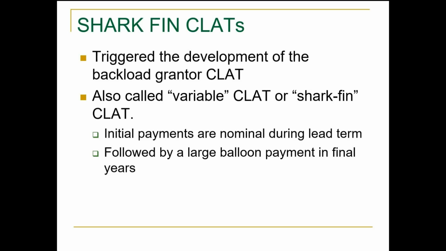Typically, what you're going to see, for example, would be I, as a donor, contribute $1 million to this irrevocable trust. Then with those proceeds, I, the donor, will have the CLAT purchase a single premium life insurance policy on my life. The plan is that during the lead term, there will be annuity payments paid out in smaller amounts with a final balloon payment. Again, that's the purpose of the life insurance policy.